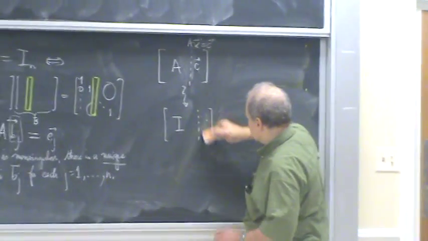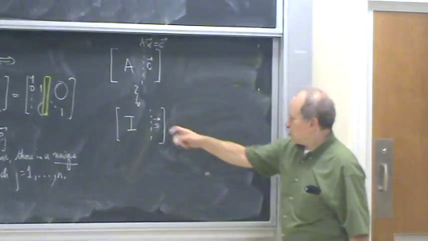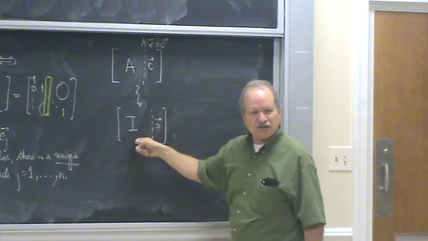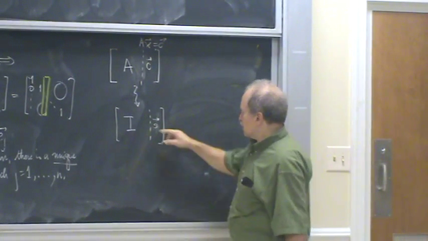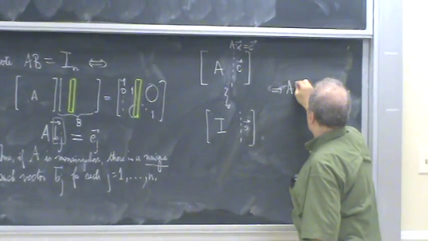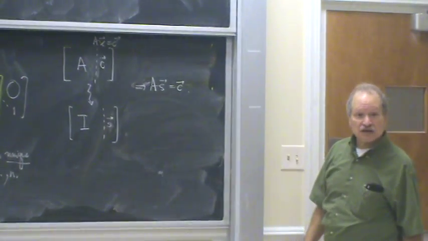Maybe I shouldn't call it X, let's call it S for solution. Right, you would literally read it off. X1 is this, X2 is this, X3 is this, because you have the identity there. So this means that S solves the equation A times X equals C.